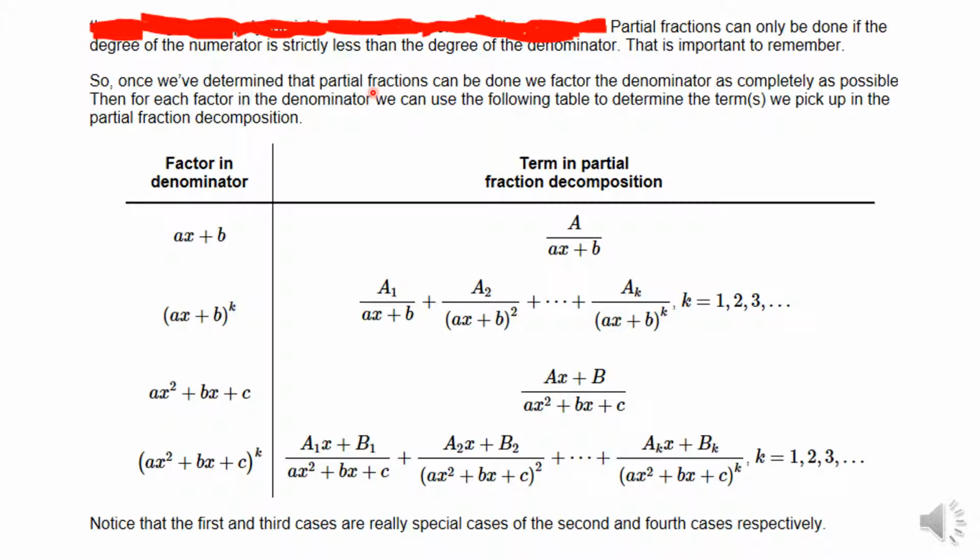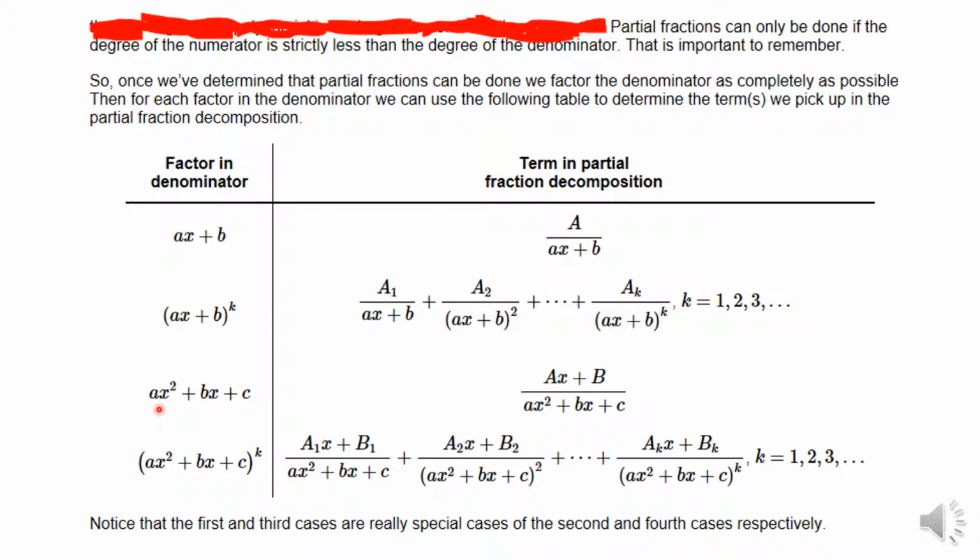Once we've determined we can do partial fractions, we factor the denominator as completely as possible. Then for each factor in the denominator, we use the following table to determine the terms we pick up in the decomposition. So for every linear factor looking like this, we get a term in the partial fraction decomposition looking like this. If that is raised to the kth power, we get k terms that look like this.